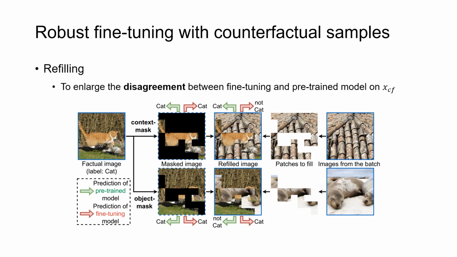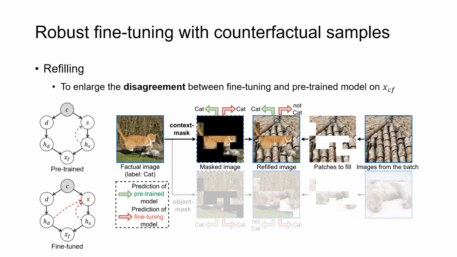Moreover, since the counterfactual samples are used for the distillation, we need to enlarge the disagreement between the fine-tuning and pre-trained model, so that the distillation loss can more effectively constrain the fine-tuning. Hence, we propose to further refill the masked regions with patches taken from other images. Specifically, context mask may not produce contradictions in predictions, since both models can predict the semantic label cat from the object patches. So we need refilling to bring some conflicting context that disturbs the prediction of the fine-tuning model.